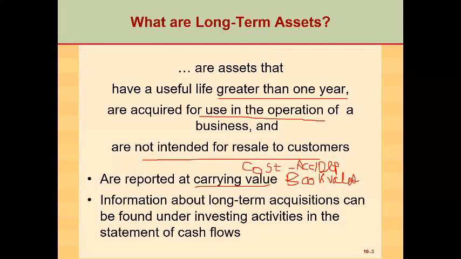Information about long-term asset acquisition can be found under investing activity in the statement of cash flow. يعني في الكاش فلو we have 3 categories. We have cash from operating activity, cash from investing activity, and cash from financing activity. The part related to the investment or the acquisition or payment or selling of long-term assets will be under the investing activity.